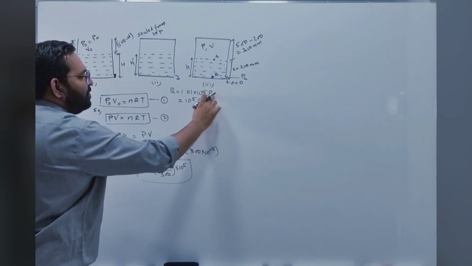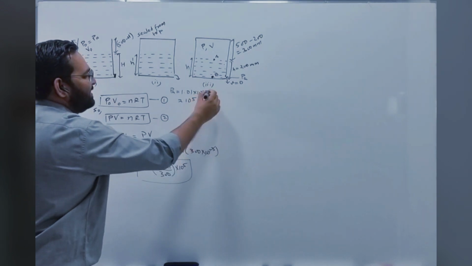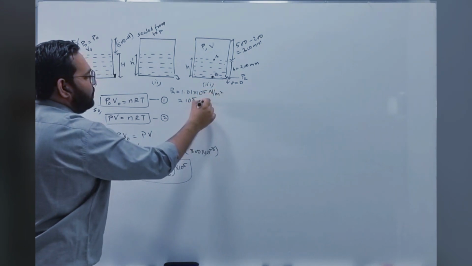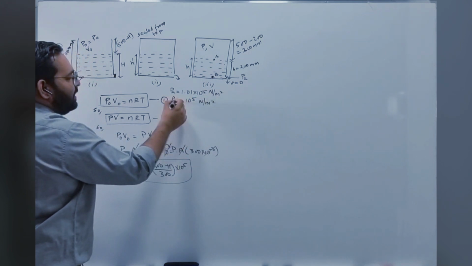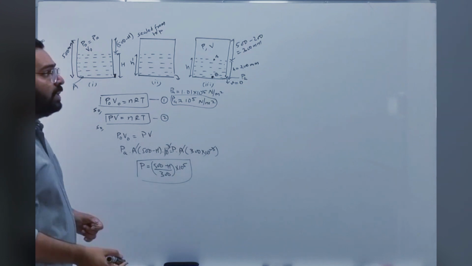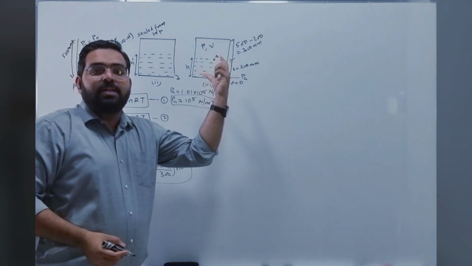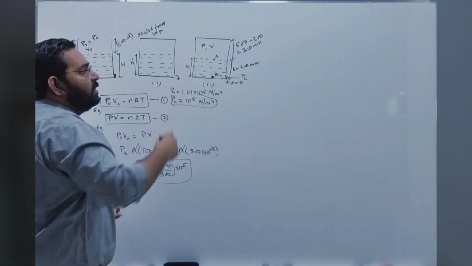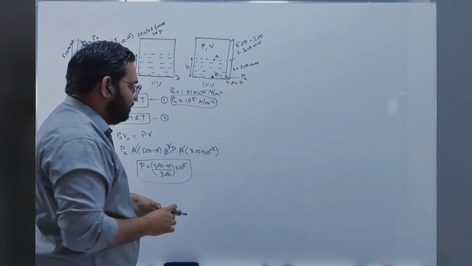So don't confuse with this pascal over here. You can just simply write this as Newton per meter square. So this would be atmospheric pressure. Once we know the value of the pressure, what we can do? We can now apply Pascal's law. Since the fluid is not moving, we can apply Pascal's law for static fluid.